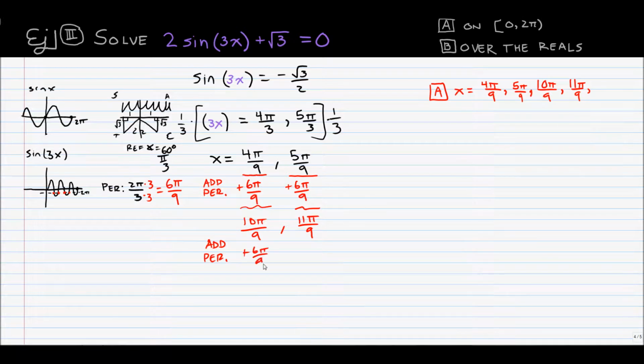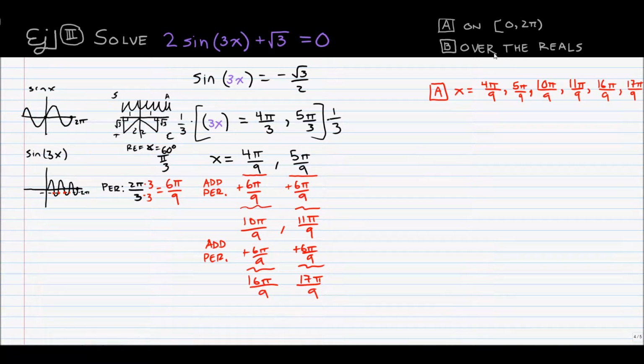Plus 6 pi over 9, plus 6 pi over 9. That's going to give us 16 pi over 9, and adding 6, 17 pi over 9. And there are all our answers. So we've got, in fact, 6 whole answers. This is a completely reasonable question to ask on a standard quiz because the process is so similar. It's so straightforward to go through. You just have to understand some trig stuff.